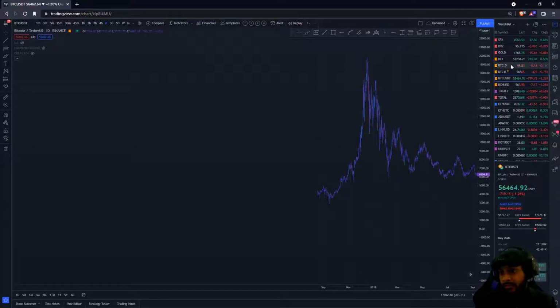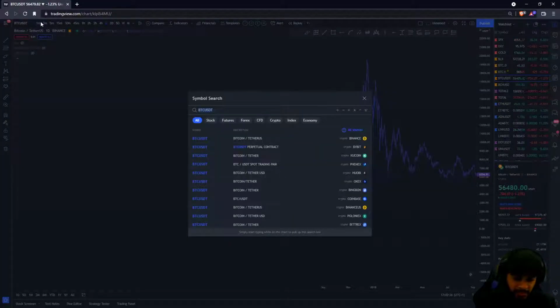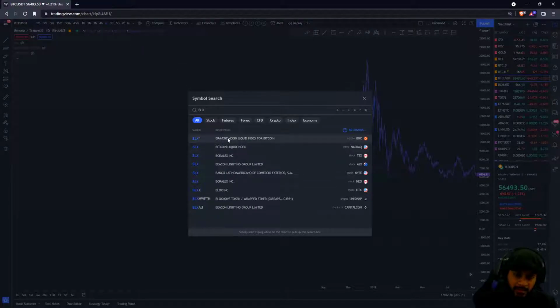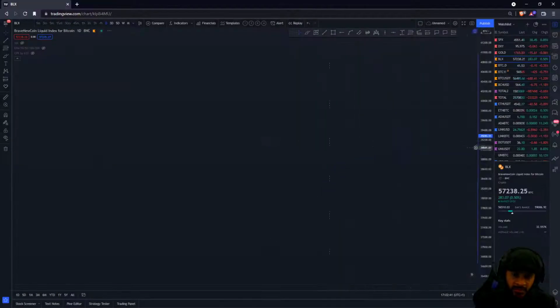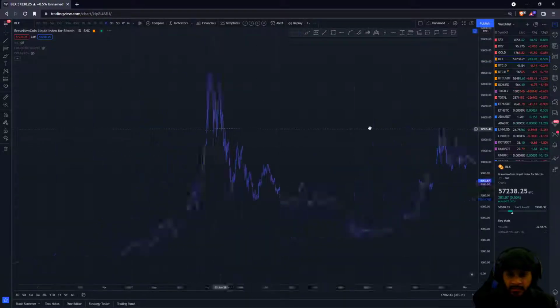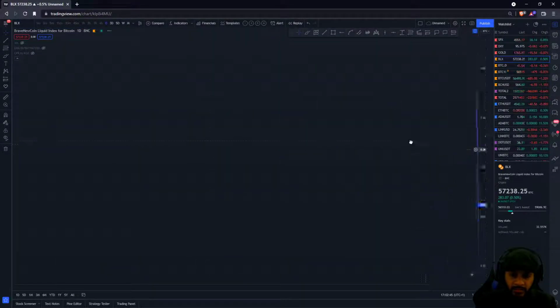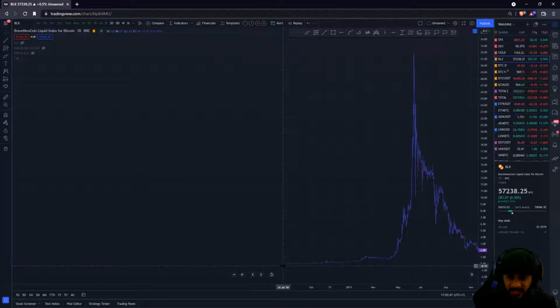But I want to have knowledge about what happens before that, because Bitcoin was created in 2009, out of my head. So we click on this BLX chart. You just type it in here, BLX. You see Brave New Coin Liquid Index for Bitcoin. This one has more historical data. Look, this one goes all the way back to when Bitcoin is trading around $0.